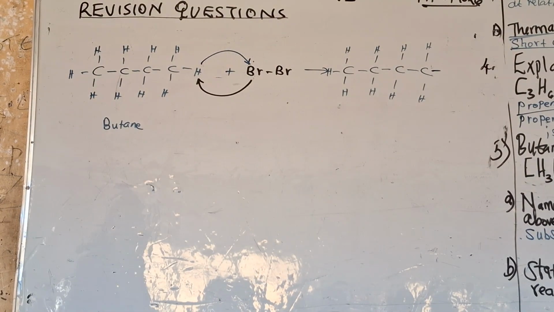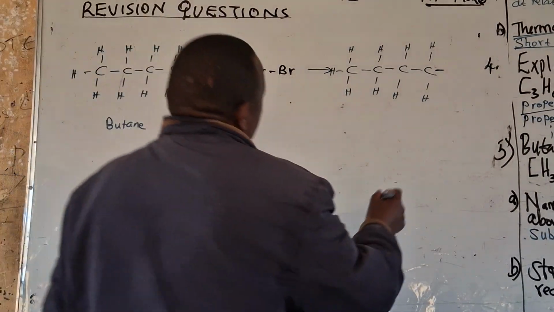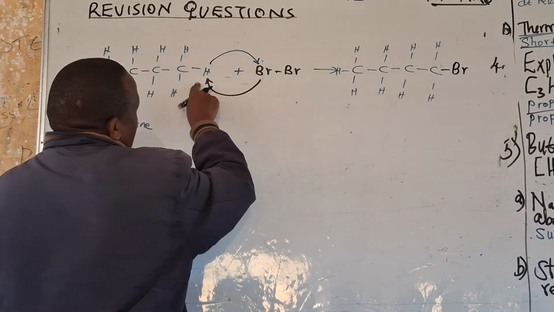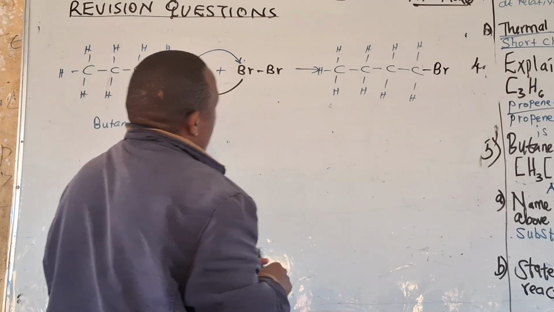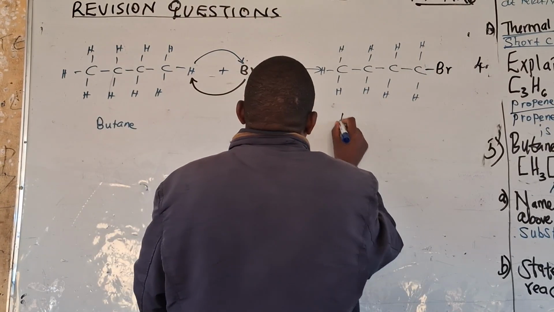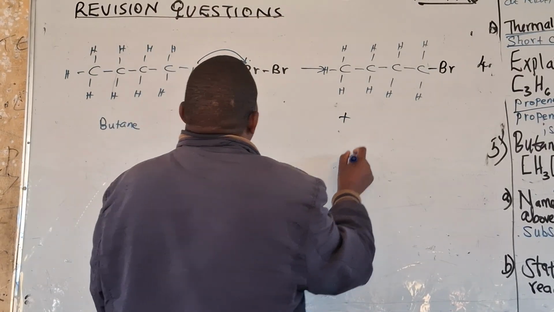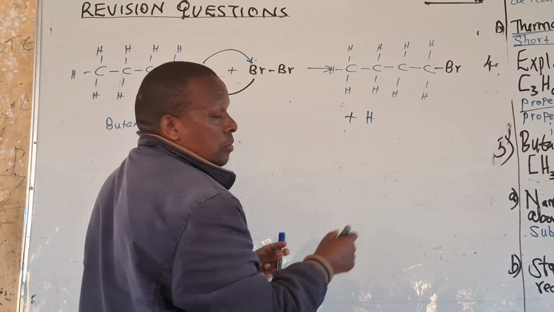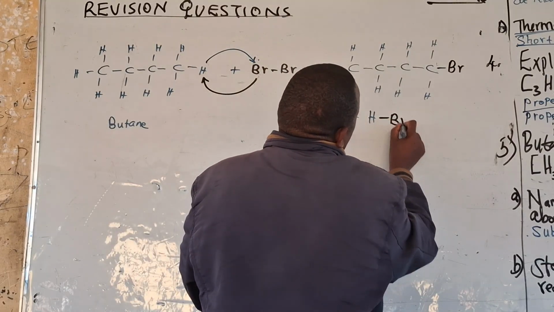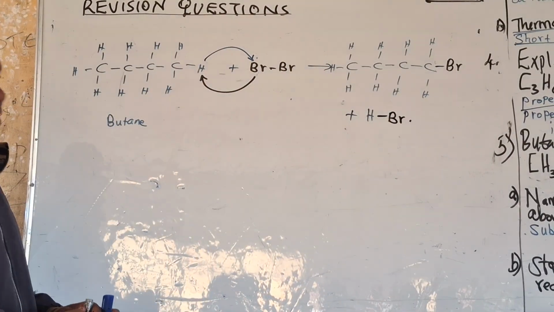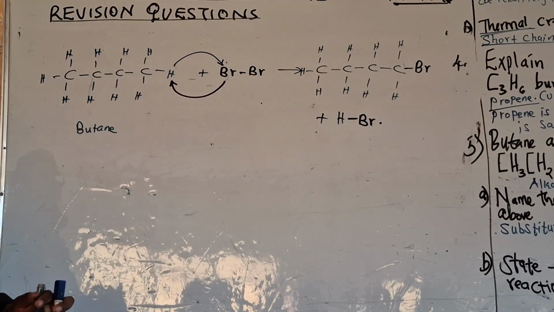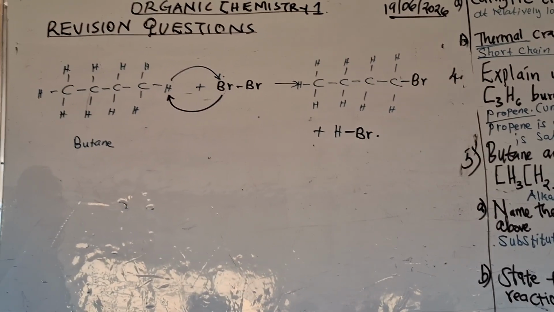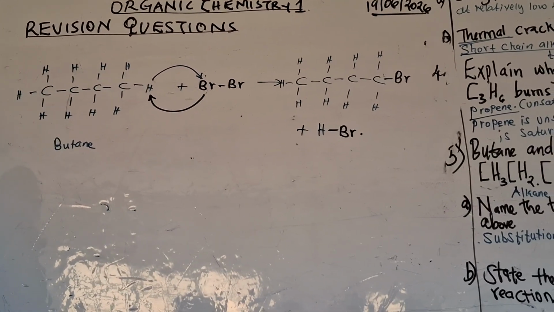Bromine was of which color? Black. So here you write bromine here to show that bromine has shifted from here up to this other side. Plus the other product, which is hydrogen, which is blue. It has gone to the other side, followed by bromine. Can you see what has happened? Bromine has taken the position of hydrogen, and hydrogen has taken the position of bromine. So what has happened? Substitution.